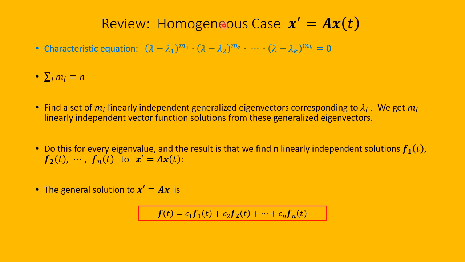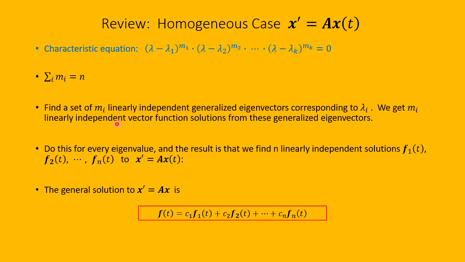Still considering x prime equals A times x with this characteristic equation. This characteristic equation has degree n, so the sum of these exponents here has to be n. The sum of the m sub i's has to equal n. If we find a set of m sub i linearly independent generalized eigenvectors corresponding to lambda sub i, then we get m sub i linearly independent vector function solutions from these generalized eigenvectors.